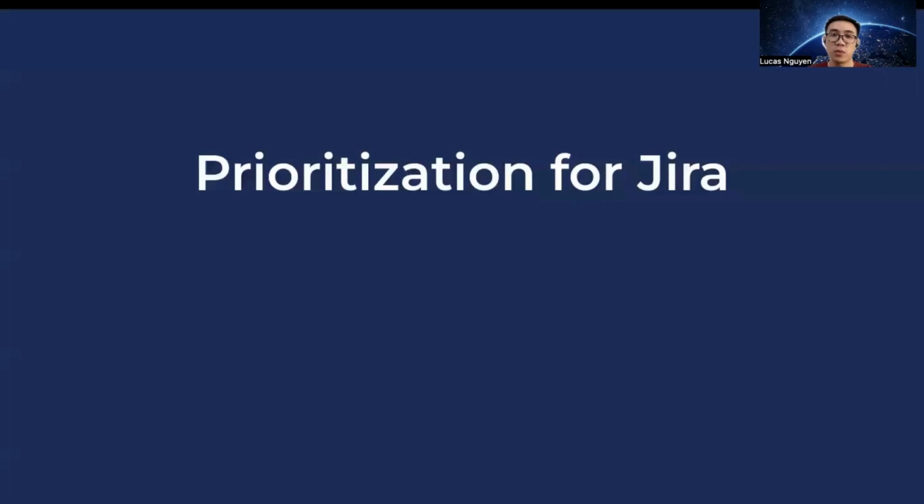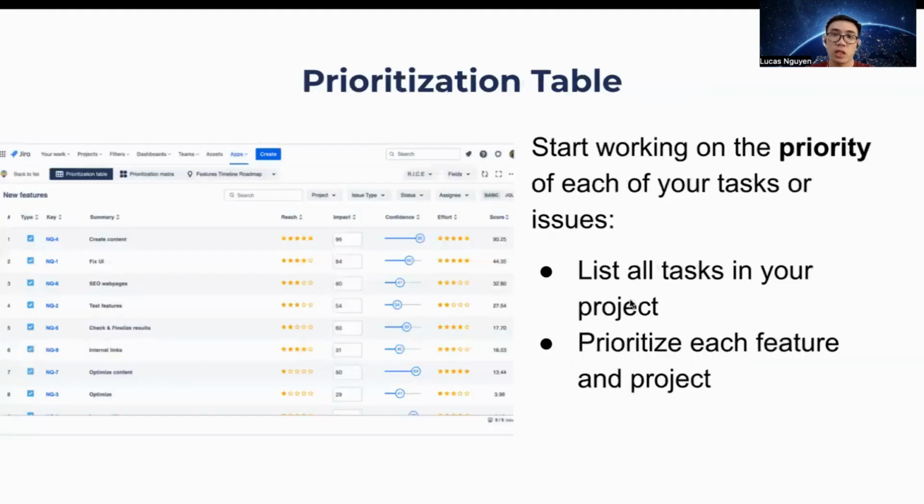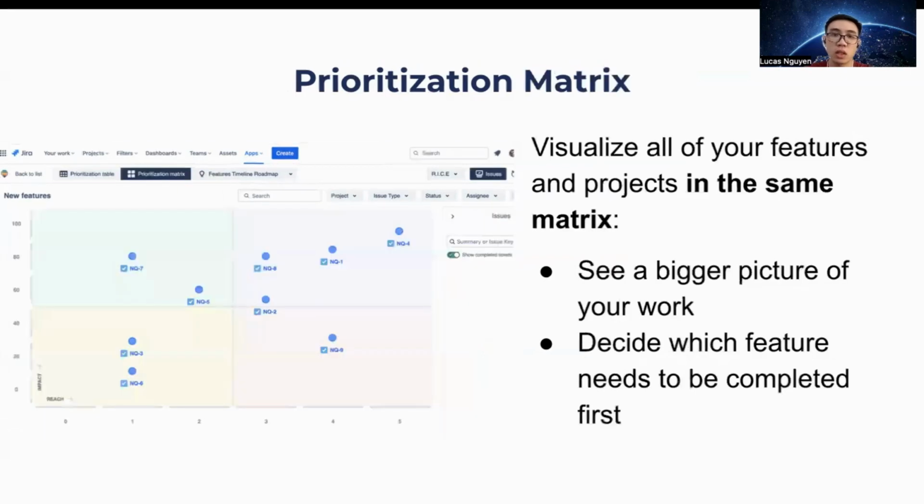The second big feature of Roadmap is prioritization for Jira. And in this feature, we have two smaller features. The first one will be the Prioritization Table. This will help you to start working on the priority of each of your tasks or issues. With this feature, you can list all tasks in your project and prioritize each feature of your project. As you can see, you can rate the reach, score, impact, confidence, or effort of each issue.